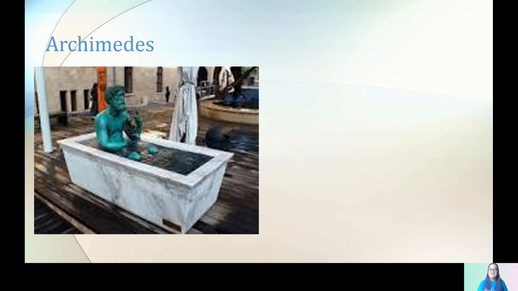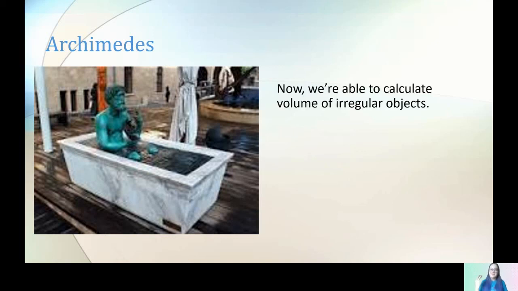And apparently, the king had been swindled. That crown was not pure gold because it was much less dense. And so now, thanks to Archimedes, we're able to calculate the volume of irregular objects, and we call this the Archimedes principle. Don't worry, you don't have to remember that it's called the Archimedes principle. Just thought you should know the background.